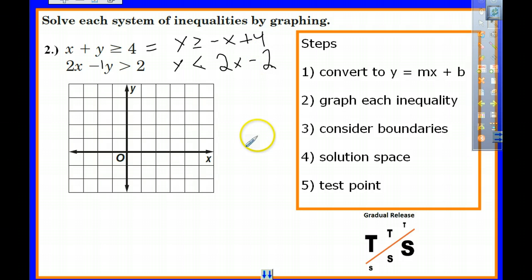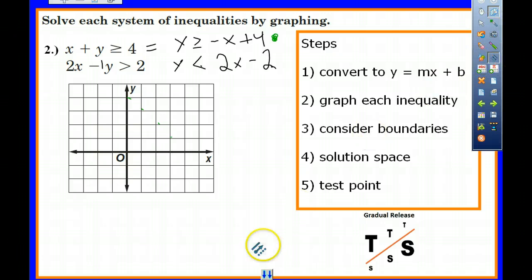Check all my work here. Technically, negative x plus 4. 1, 2, 3, 4, and then down. Solid or dotted? Like so. And then the next one is here. 2 over 1, negative 2, up 2 over 1. Solid or dotted?